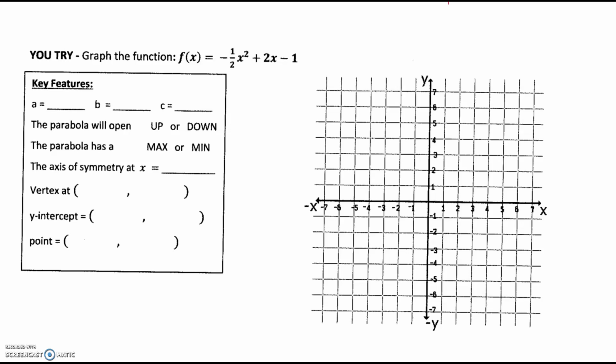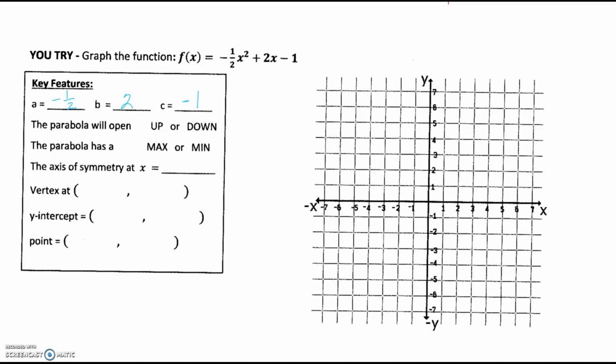Okay, let's look at the second example together. It says you try. Graph the function f of x equals negative 1/2 x squared plus 2x minus 1. So let's go ahead and fill in what we know in the box. We know a. A is always what is in front of the x squared, or the quadratic term. So a is negative 1/2. B is 2, and C is negative 1.